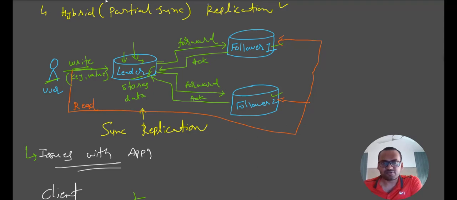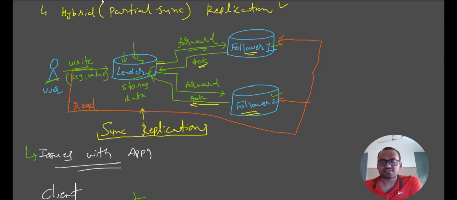The master node then forwards the request to the follower, the replica node, and it waits for the acknowledgement. When the data is replicated correctly on the follower node, the acknowledgement is sent back to the leader node. Whatever number of replicas we have, the leader will send parallel forwards to all of the replicas, and it will wait for the acknowledgement from all of those. So this is called sync replication.